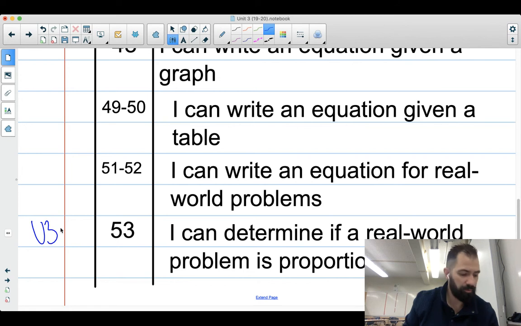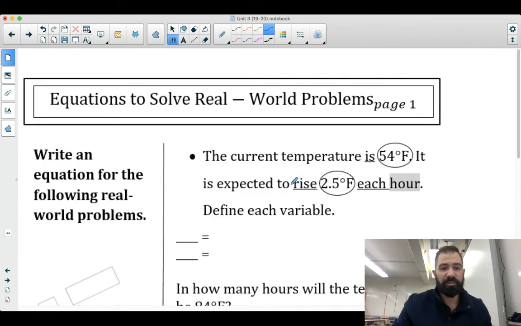We're going to look at Unit 3, Lesson 4, which is all about determining if a real-world problem is proportional or not, and I can write an equation for real-world problems. So we're going to get some word problems here, and we're going to translate that into y equals mx plus b. Let's get going here.